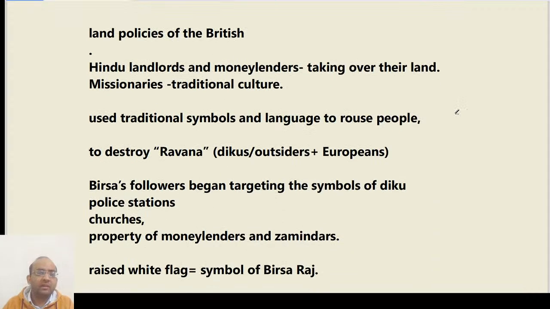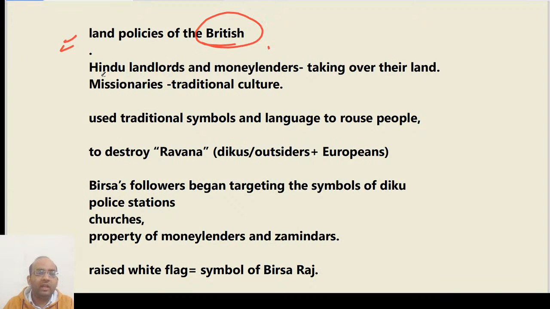Why? First, the land policies of the Britishers, which I have already explained in the previous class, where Britishers considered forest just as a resource, not as a place of livelihood, culture, or symbiotic relationship between tribals and forest, etc. They just wanted to exploit the forest for its timber, for its resources, for its minerals, etc. That is why they alienated the tribals from the forest. They restricted their access, they prohibited them from cutting the trees, etc.